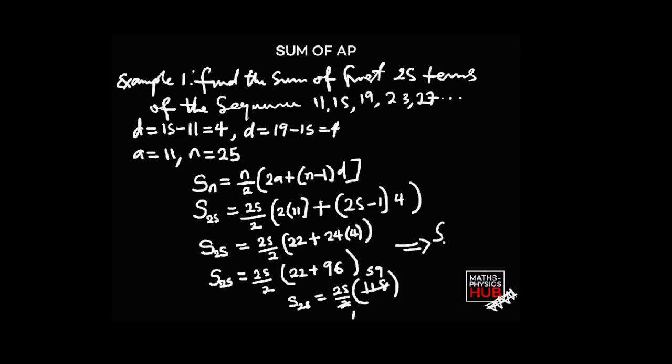So for that reason, we have that S25 equals 25 times 59. What will our result be? 1475. So that's the sum of the 25th term of that sequence. Do you understand that now? Yes, sir. Take it down. Let's move on.